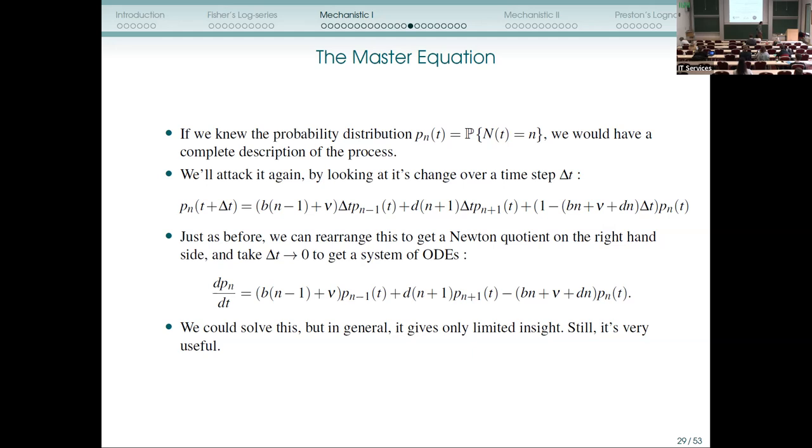If you squint at that long enough, what you figure out is a bit of algebra. I'm going to get one copy of p_n(t) on the right-hand side, which I bring over here. Everything that is a multiple of delta t, I divide by delta t. f of t plus delta t minus f of t over delta t, first-year calculus, is the Newton quotient. Take delta t to zero, and that's the derivative. So I do that bit of algebra, and I now get a system of ordinary differential equations describing the time evolution of these probabilities.